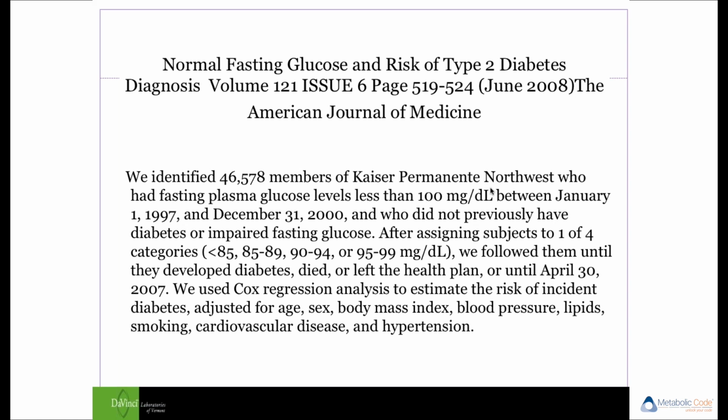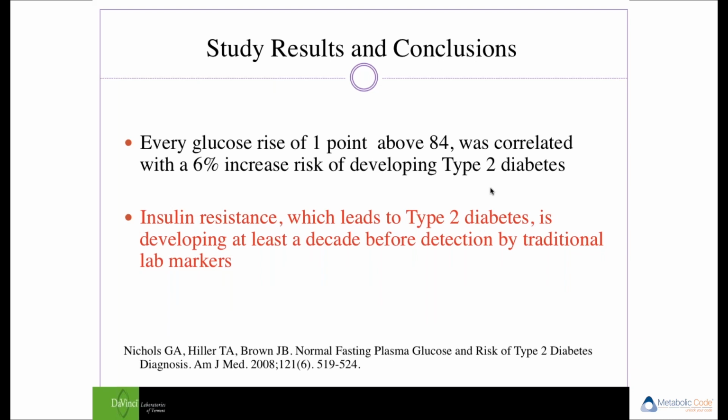And they were assigned to one of four categories: a fasting glucose of less than 85, 85 to 89, 90 to 94, or 95 to 99. And they were followed until they developed diabetes, died, or left the health plan, or until 2007. So basically, it was a 10-year study. And then they did regression analyses to evaluate the risk of incident diabetes. So they looked for new onset diabetes in this patient population. And what they found, I think, was extraordinary.